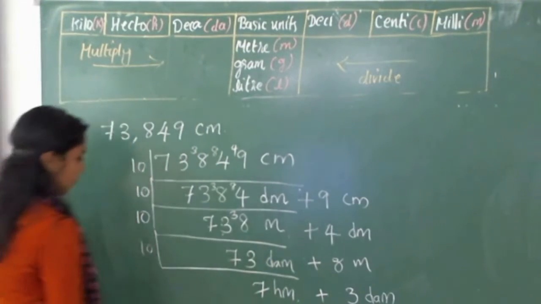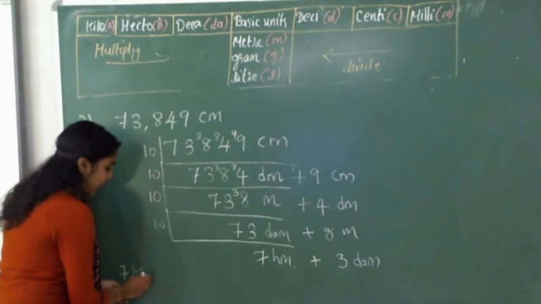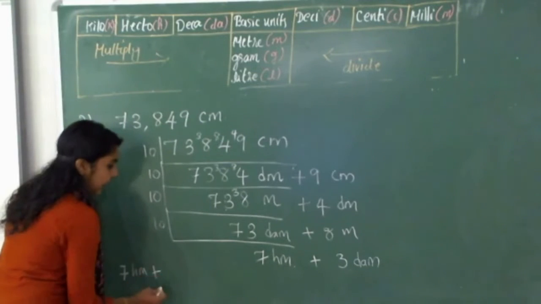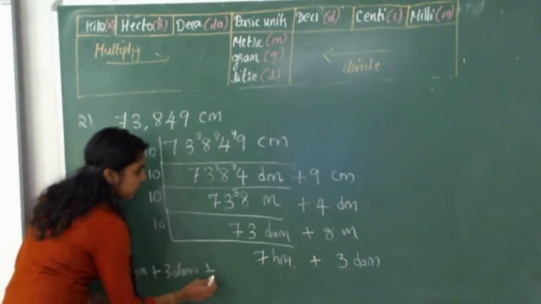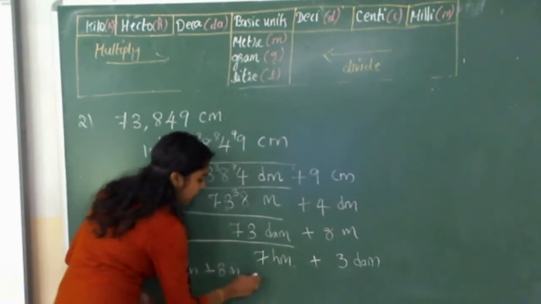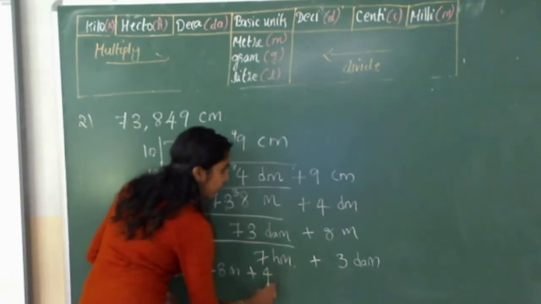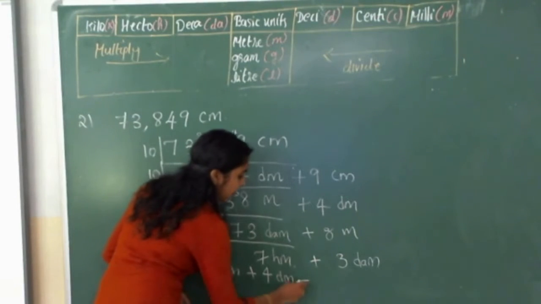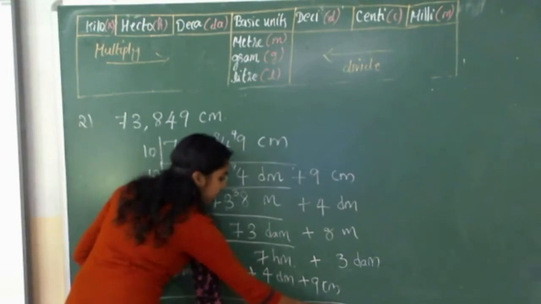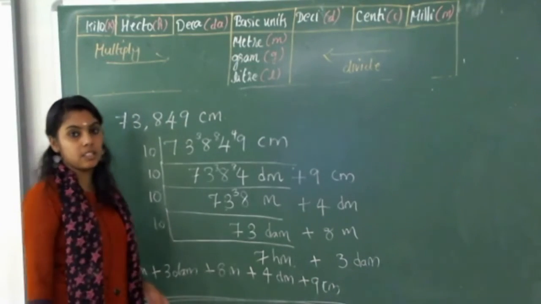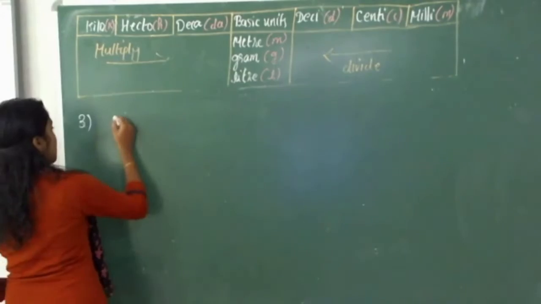Okay, that's the answer. 7 hectometer plus 3 decameter plus 8 meter plus 4 decimeter plus 9 centimeter. This is the answer.